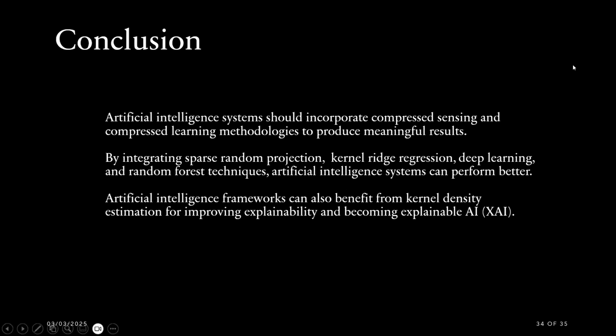So the conclusion is that artificial intelligence systems should incorporate compressed sensing and compressed learning, because you can continuously learn. By integrating sparse random projection, kernel ridge regression, deep learning, and random forest techniques, an artificial intelligence system can perform better, based on the results I have shown you. The artificial intelligence framework can also benefit from kernel density estimation, which will lead to explainable AI, because the direction we are going in artificial intelligence systems is to make all AI models more explainable.